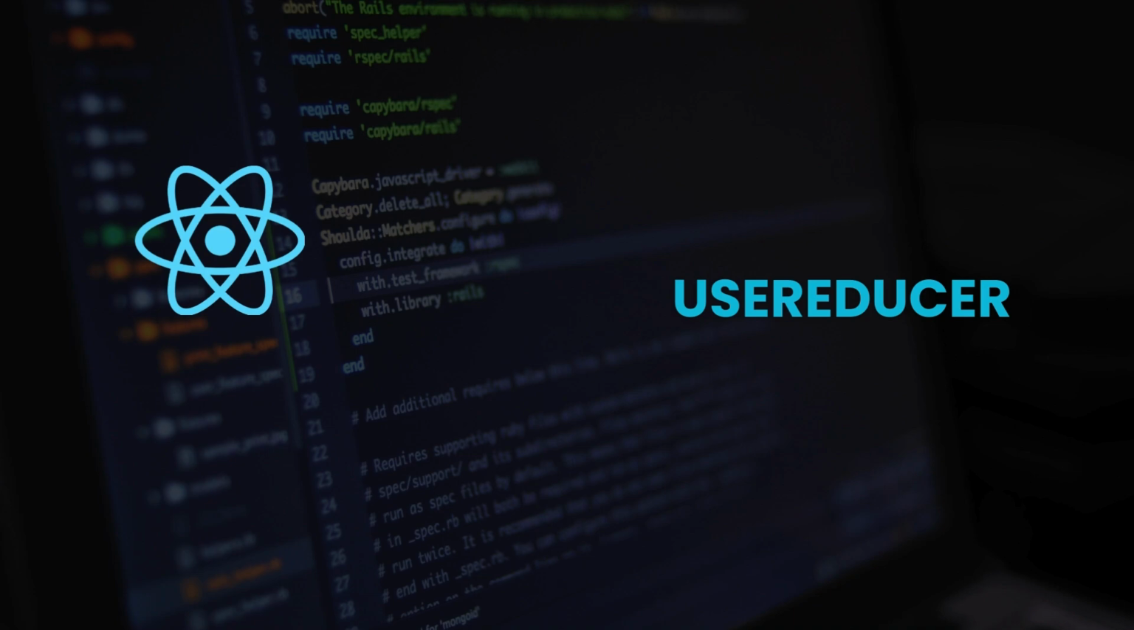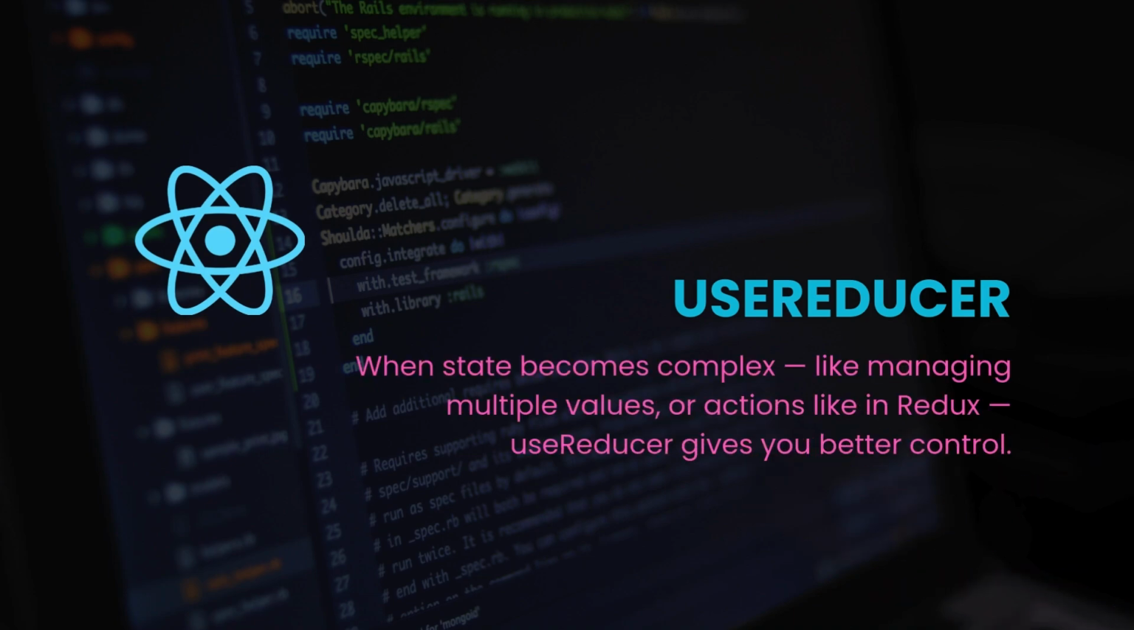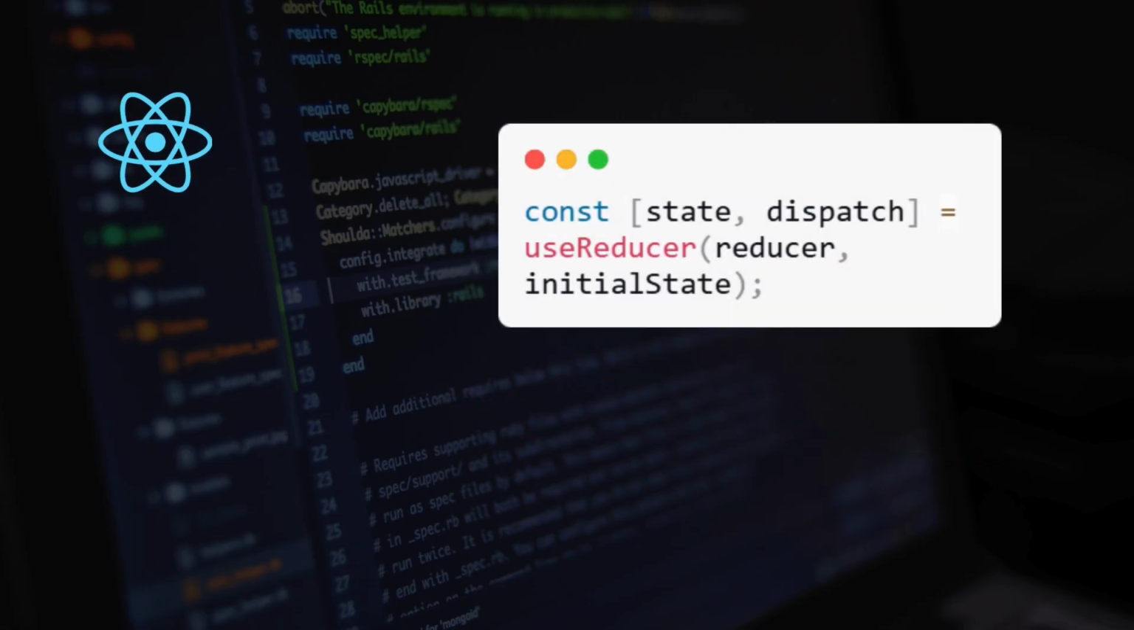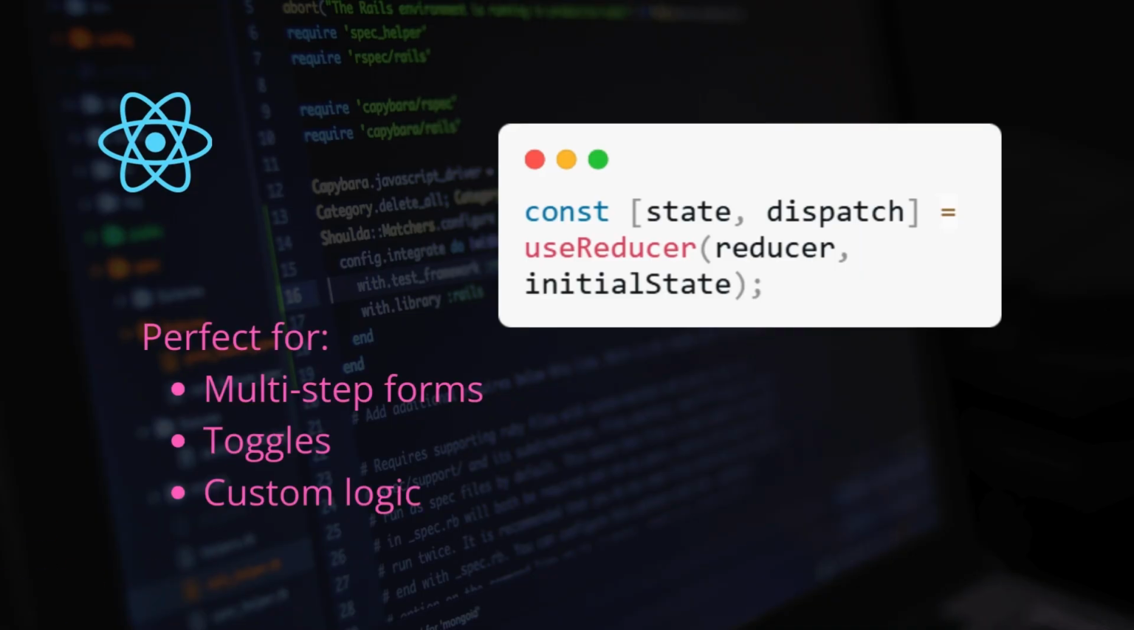useReducer. When state becomes complex, like managing multiple values or actions like in Redux, useReducer gives you better control. const [state, dispatch] = useReducer(reducer, initialState). Perfect for multi-step forms, toggles, custom logic. Think of it like a mini Redux just for your component.